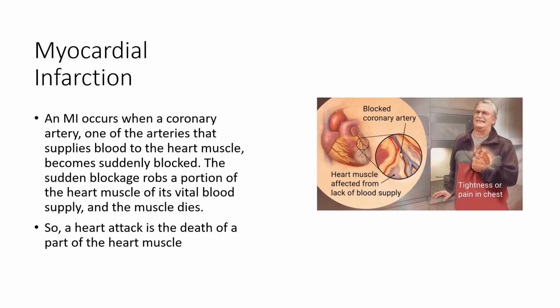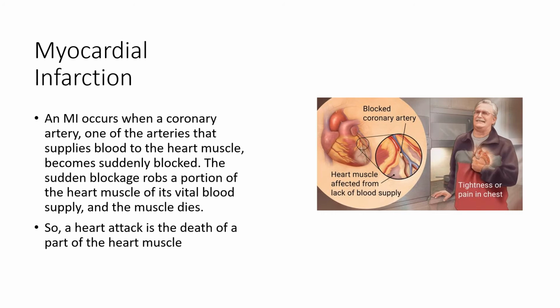We know what ventricular fibrillation and tachycardia is going to look like on our EKG monitor, and it's caused by an MI, coronary artery disease, or ischemia. An MI occurs when a coronary artery, one of the arteries supplying the heart muscle, becomes suddenly blocked. So there's no oxygen. Ischemia is when there's low oxygen. The sudden blockage robs a portion of the heart muscle of blood and oxygen supply, and that portion dies. So a heart attack is the death of a part of the heart muscle.